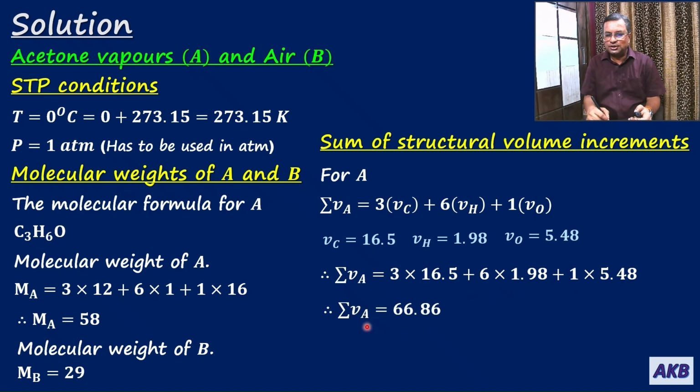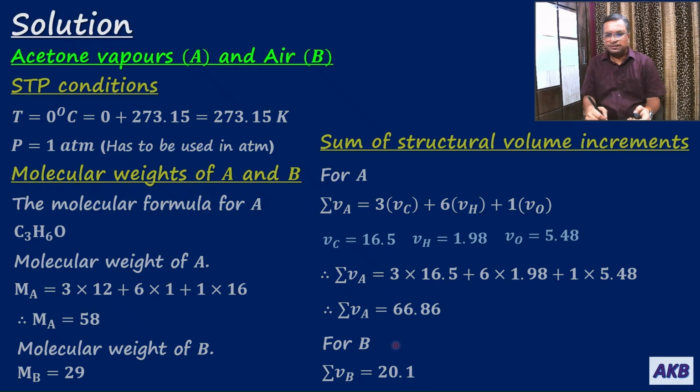That gives us summation VA as 66.86. And then for B, summation VB is directly given to us. It is 20.1. Let us move ahead.